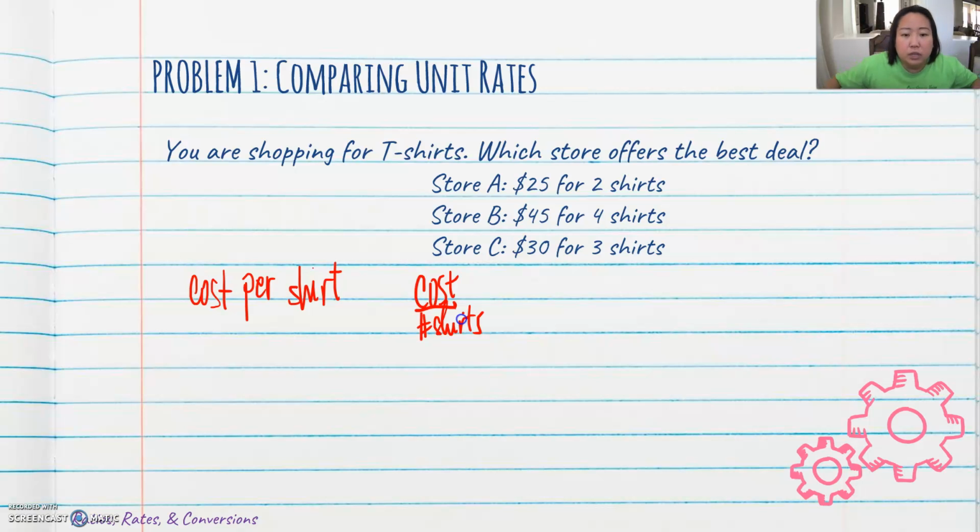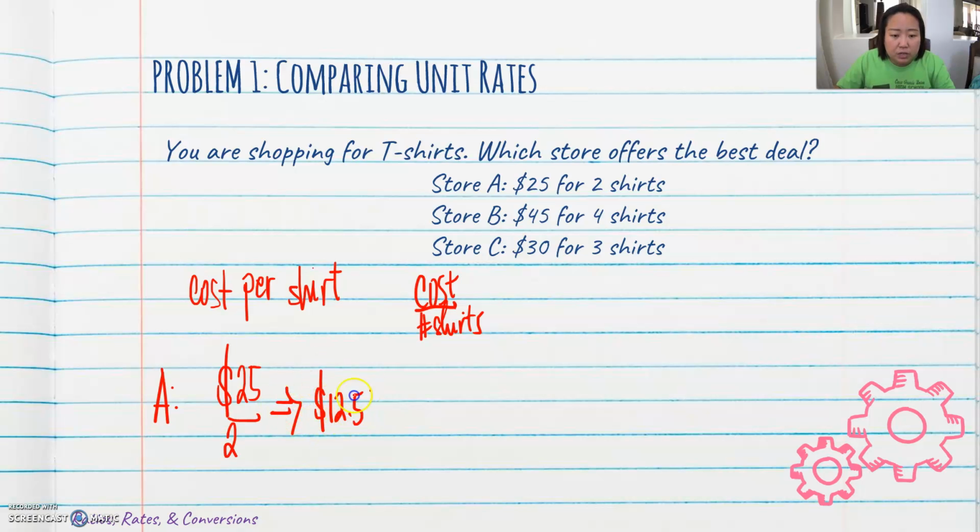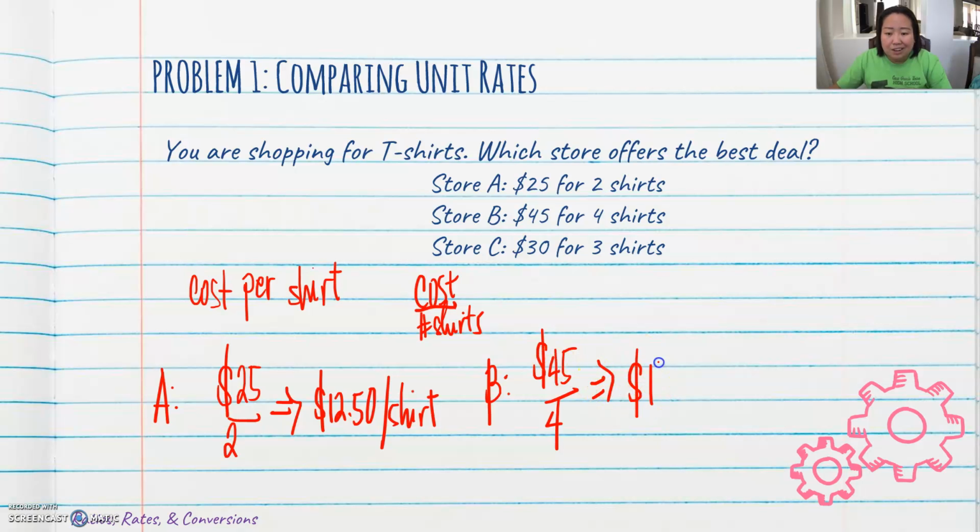Okay, so let's try to see what is the rate for store A. For store A, we have $25 for 2 shirts. So how much is that? We can say that that's $12.50 per shirt. Okay, that's the cost of each shirt. For store B, in this case, you have $45, and there will be 4 t-shirts in there. And so if you do your division, it's going to be $11.25.